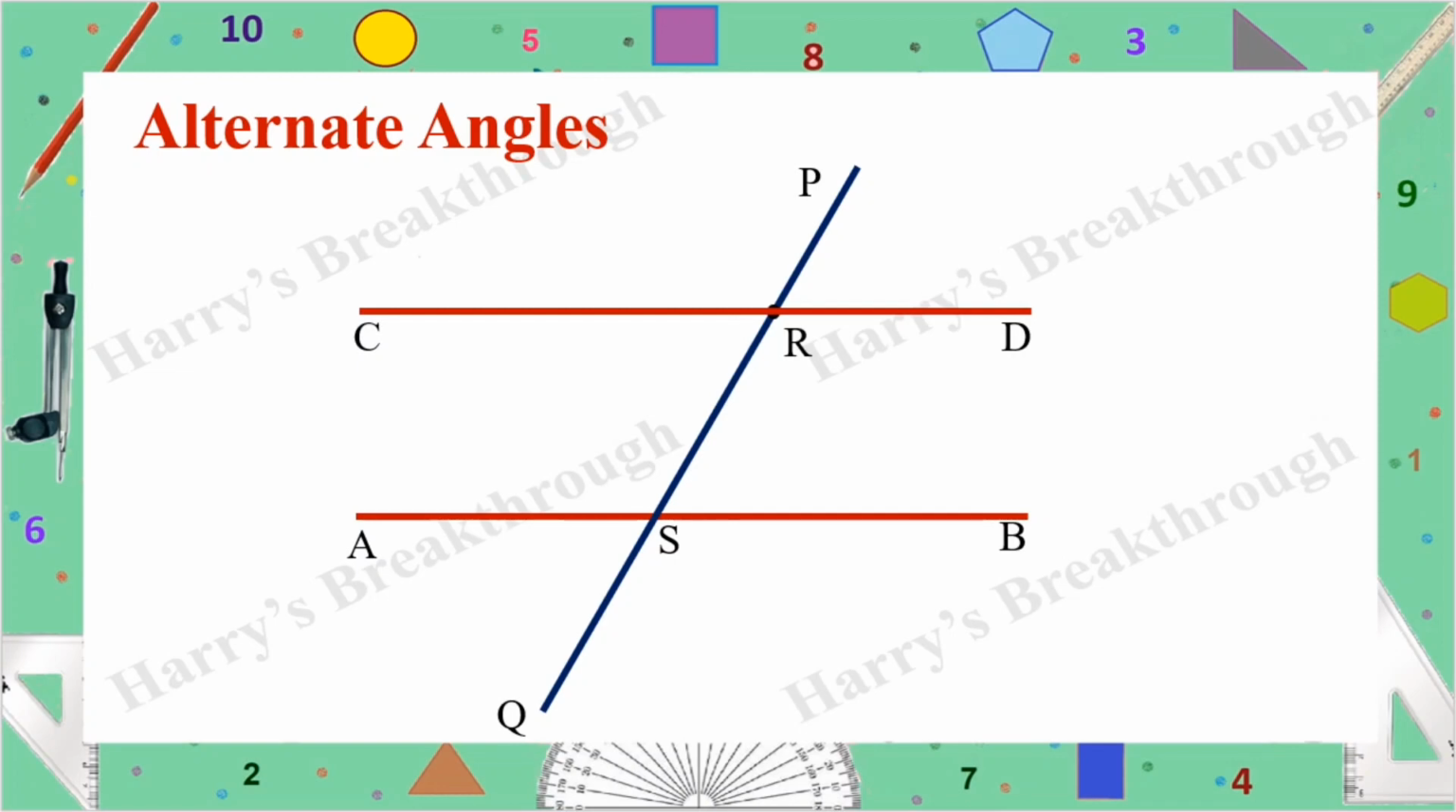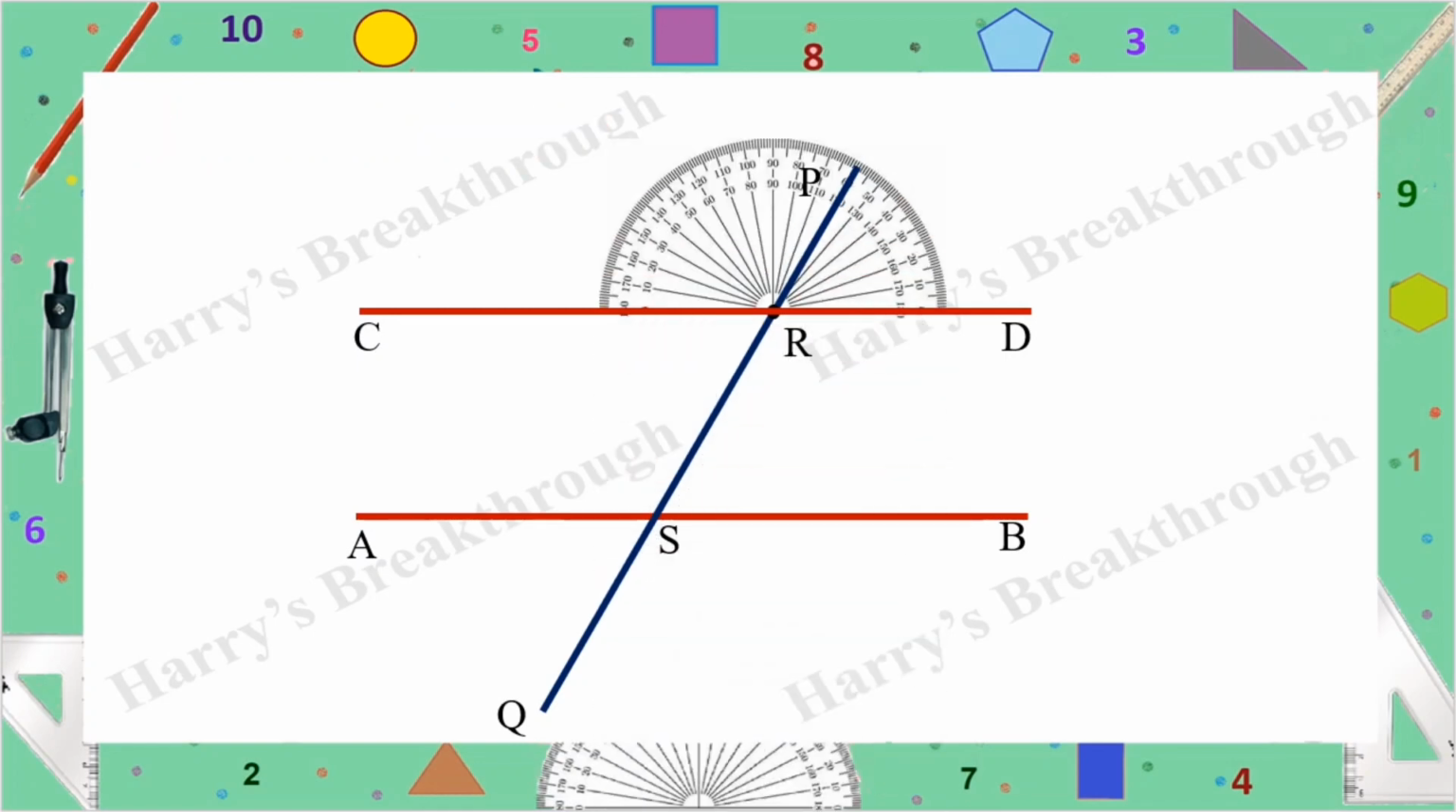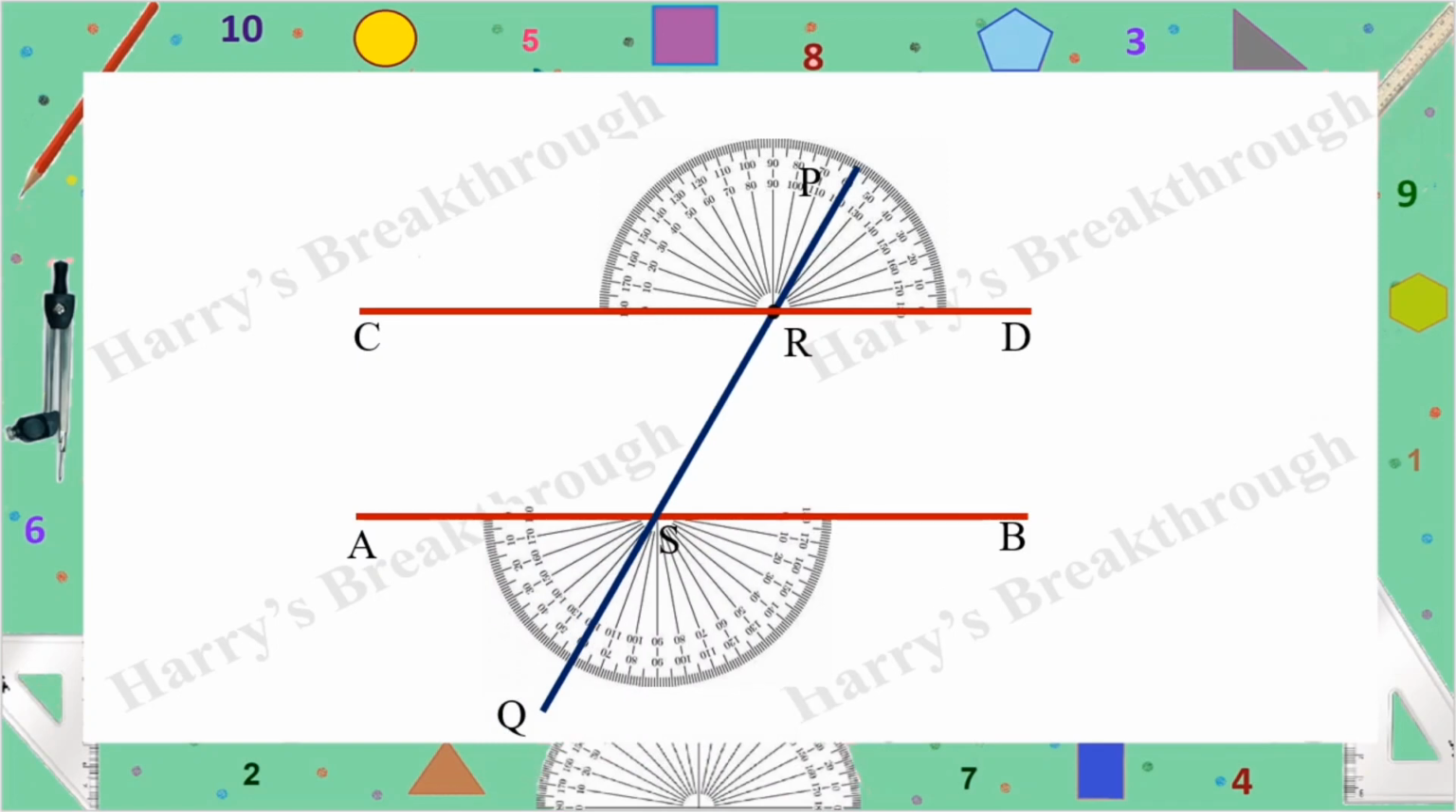Now let's measure the alternate angles. So place your protractor here and measure from the left side. Then you will get the measure of angle PRC. And also the alternate angle of PRC is BSQ. So place your protractor here and measure the angle BSQ. If you measure this, you can see these two angles are 120 degree. So angle PRC is equal to angle BSQ is equal to 120 degree.